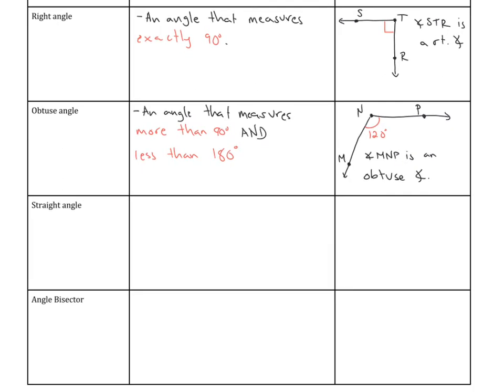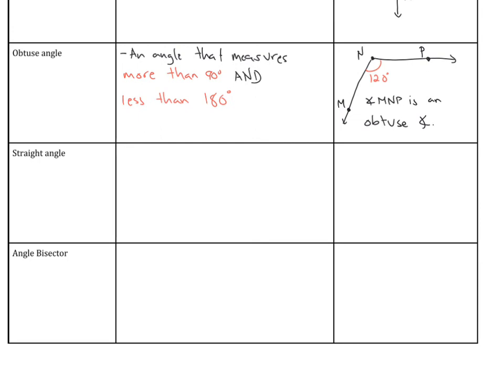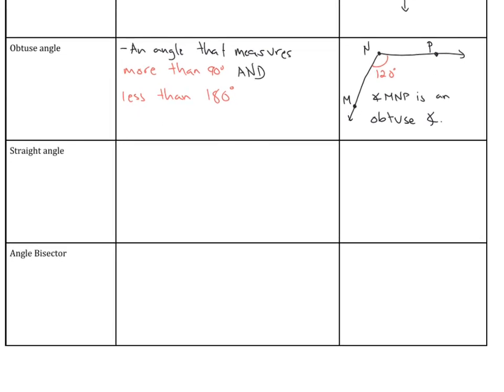All right, the final angle category that we need to consider is, of course, the straight angle. And it is an angle that I've mentioned already, but now I'm giving it a name. So a straight angle is an angle that measures exactly 180 degrees.